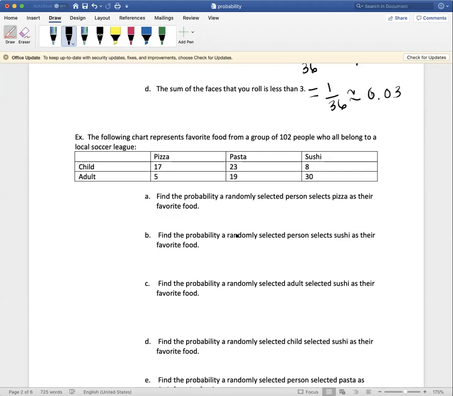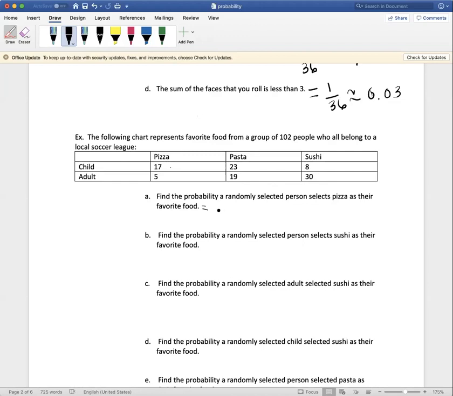All right, so the following chart represents the favorite food from a group of 102 people who all belong to a local soccer league. So what we did is we asked a bunch of kids and a bunch of adults what their favorite food was, and it was a toss-up between pizza, pasta, and sushi. And so here, this 17 represents that 17 kids chose pizza as their favorite food. This 23 means that 23 kids chose pasta. This 8 means 8 kids chose sushi. And then on the row underneath, we have adults and their favorites.